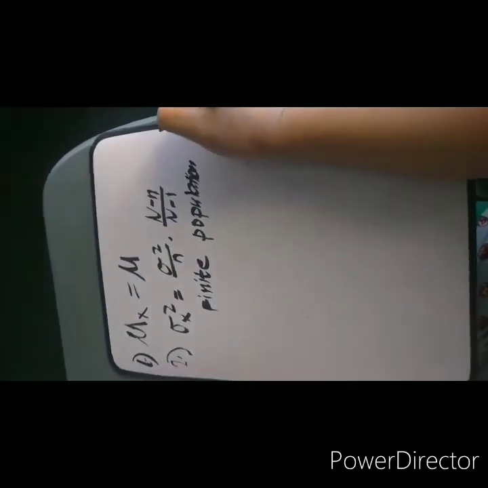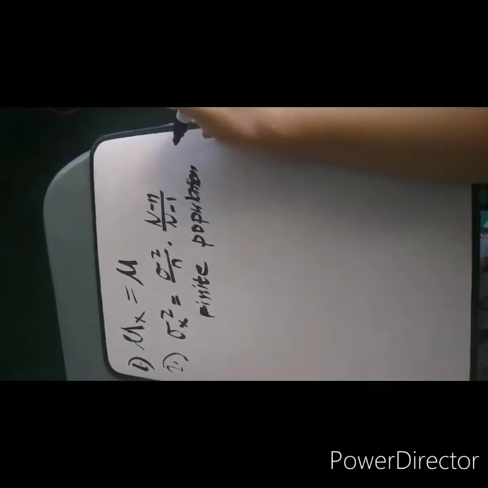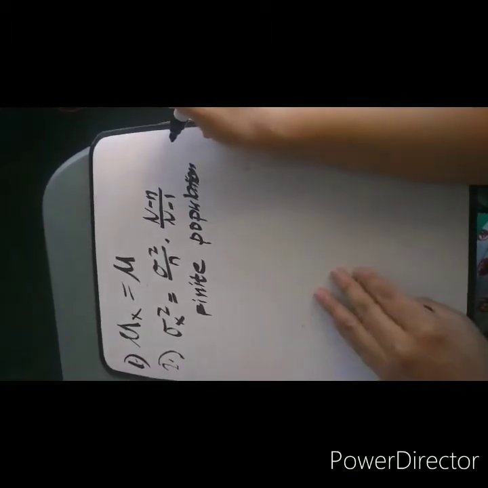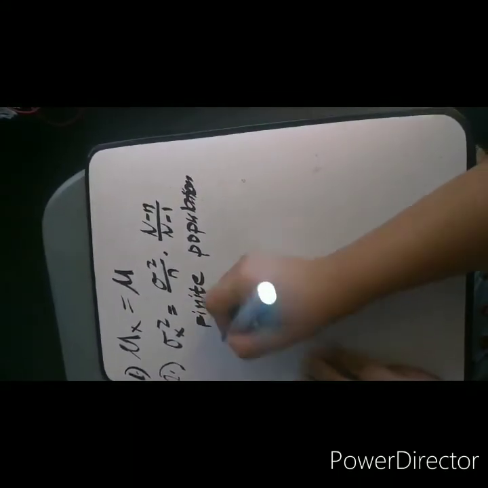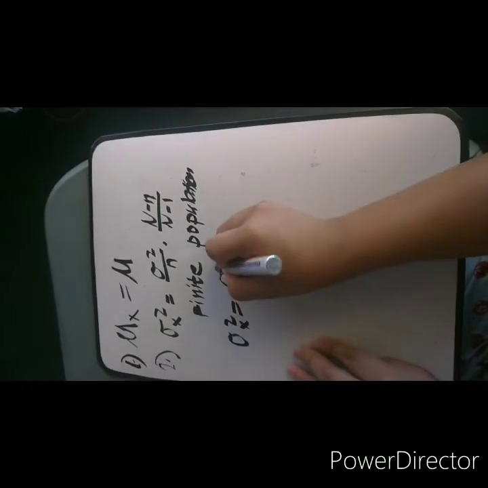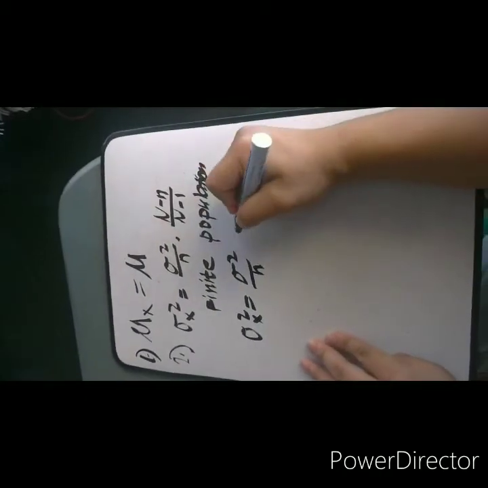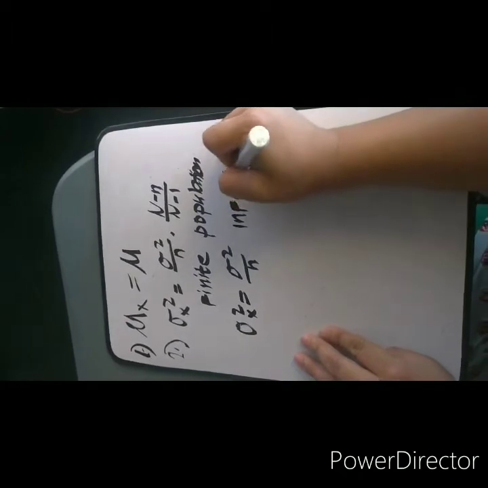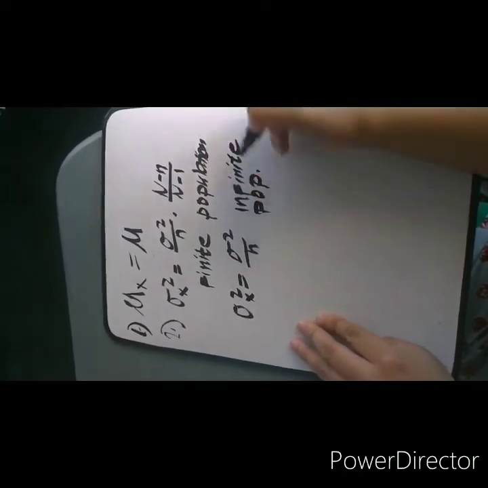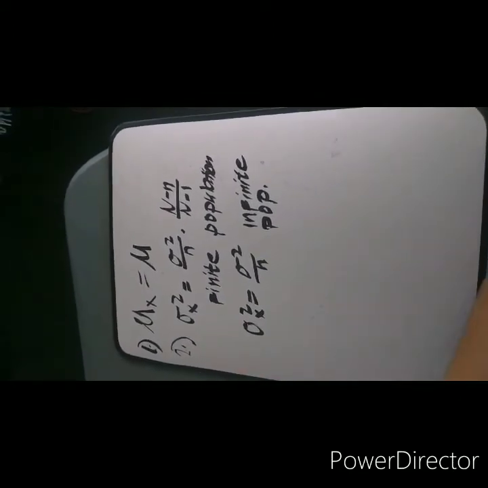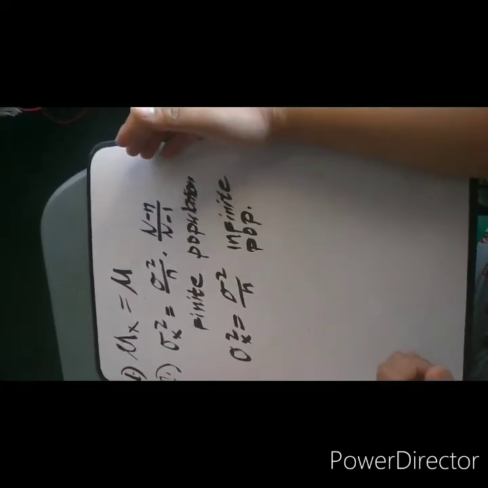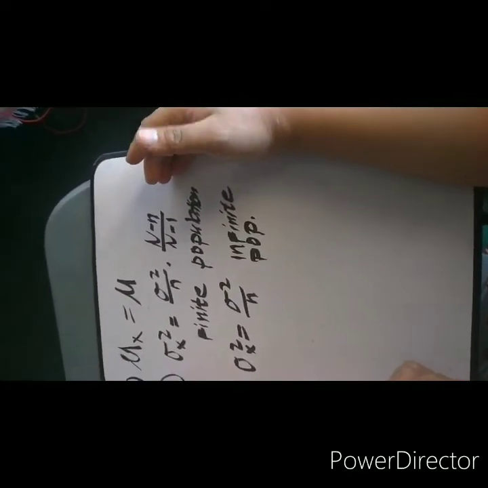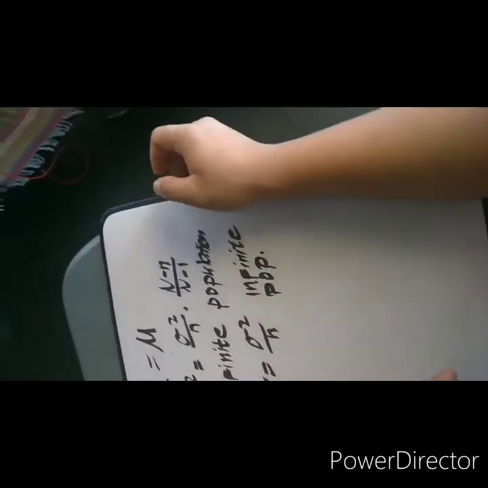So what do we mean by finite population? If you know the population, if there are researches where you know your population, then you could use this formula. But if you do not know your population, then sigma squared of the sample means is equal to sigma squared all over small n. That is for an infinite population. When we say infinite population, you do not know the exact number of the population. There are researches where you do not know your exact population. So let's say, for example, the total population of Baguio City.